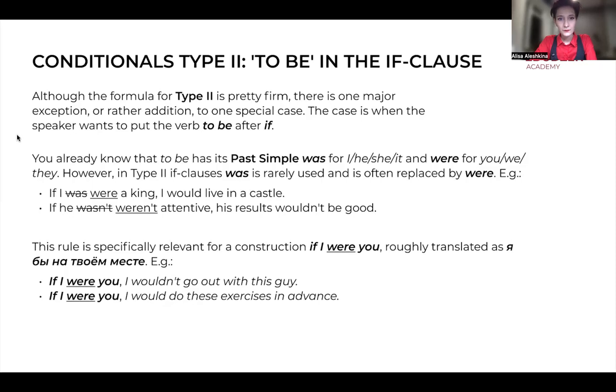And this rule is especially relevant for a construction if I were you that may be translated to Russian as я бы на твоем месте. For example, if I were you, I wouldn't go out with this guy.